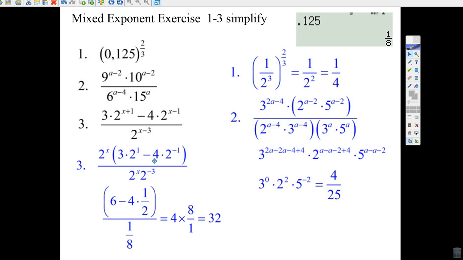And then 2 to the x times the minus 4 times 2 to the minus 1, that equals this thing. Now, why is that so good? Because 2 to the x minus 3 is really 2 to the x times 2 to the minus 3. You can write it like that. The 2 to the 2x's cancel. This is 3 times 2, which is 6. 2 to the minus 1 is a half. Half of 4 is 2. 6 minus 2 is 4. The 2 to the minus 3 is 1 over 8. You tip in times and you got 32. So there you go.